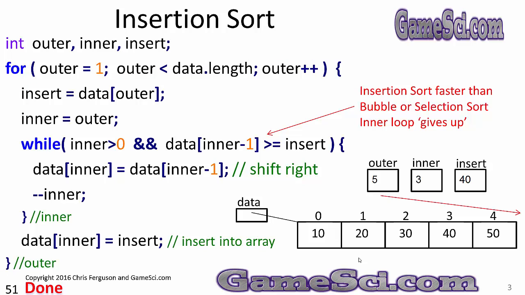A big reason why it's faster is this inner loop gives up. What do I mean by give up? The problem with bubble and selection sort is it keeps re-looking at the same data over and over. This is a while loop, not a for loop. If either side of this goes to false, it won't keep spinning in the inner loop. It gets an extra speed improvement by giving up.